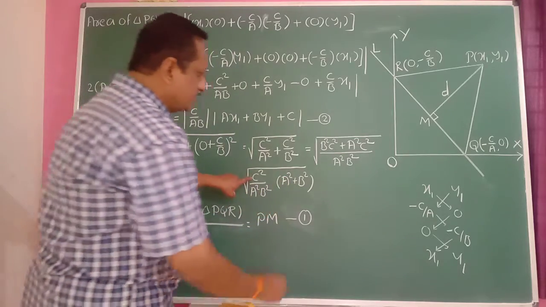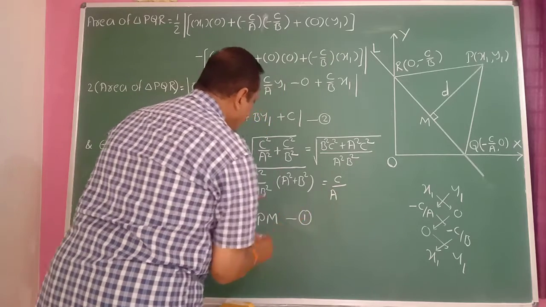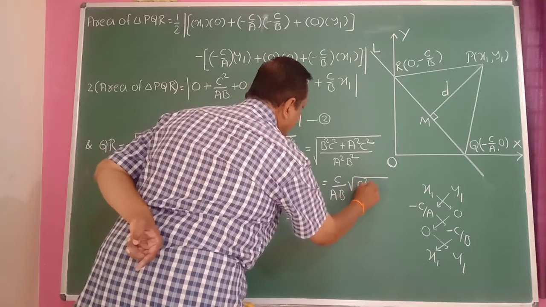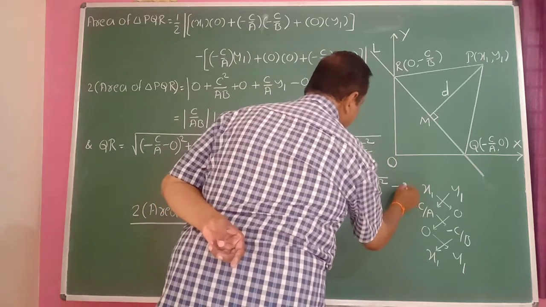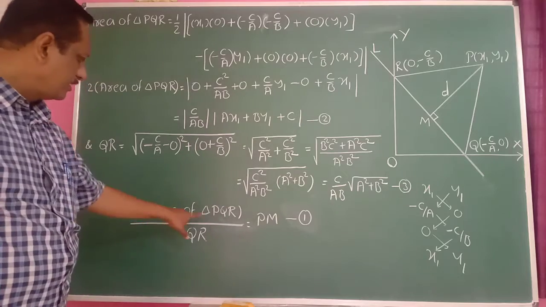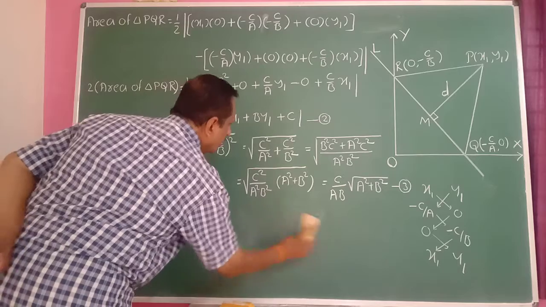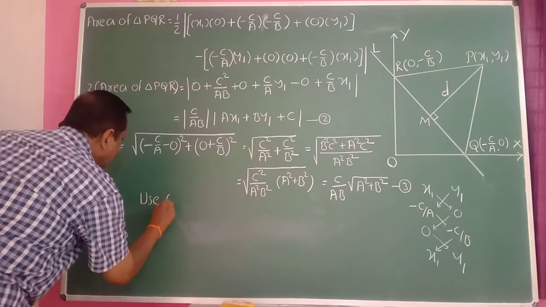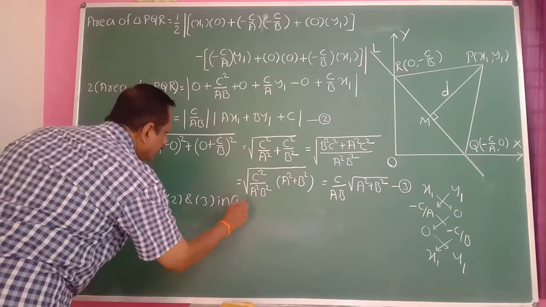Root of c square is c. Root of a square is a here. Root of b square is b into root of a square plus b square here. So take this one as result number 3. Use 2 and 3 in 1. So use here. Okay, here and here. Therefore, use 2 and 3 in the result 1 here.